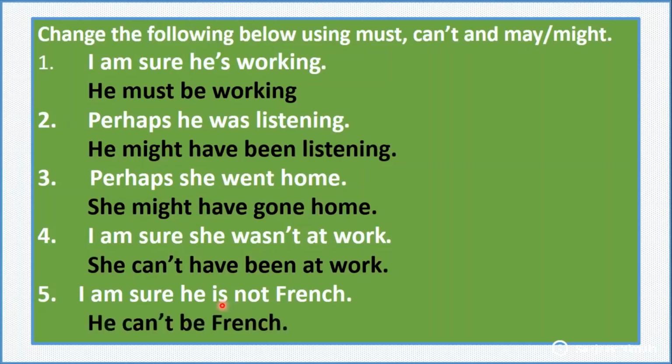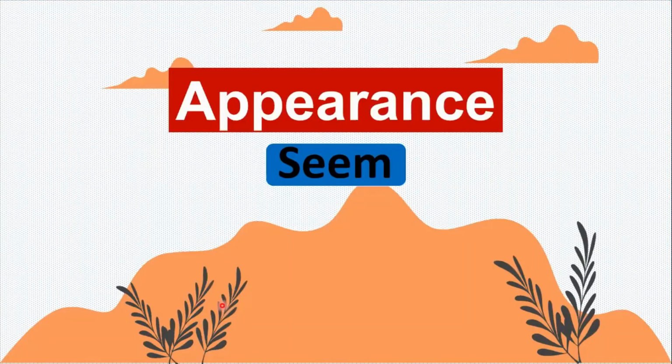He can't be French. Now, finally, the last exercise from Unit 2, appear and seem. One of the frequently asked questions in board examination. Again, the question is the same, the pattern is the same. Rewrite the following sentences using seem. Okay, so if it comes, what do we do? Let's begin with the structure.